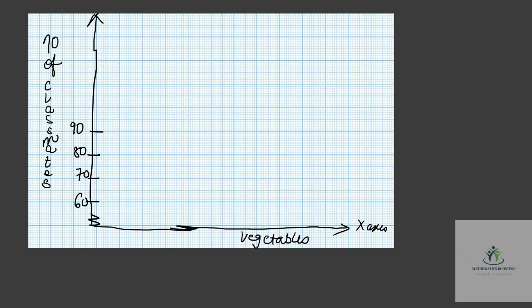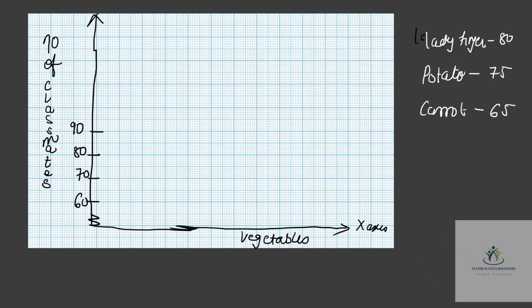So the first one is lady finger, let me write here, lady finger is 80. Then we have potato, 75. Then we have carrot, which is 65. Then we have capsicum, which is 70. Then we have cabbage, which is 60. This is a spring-like structure. We call it a kink to give a long jump.